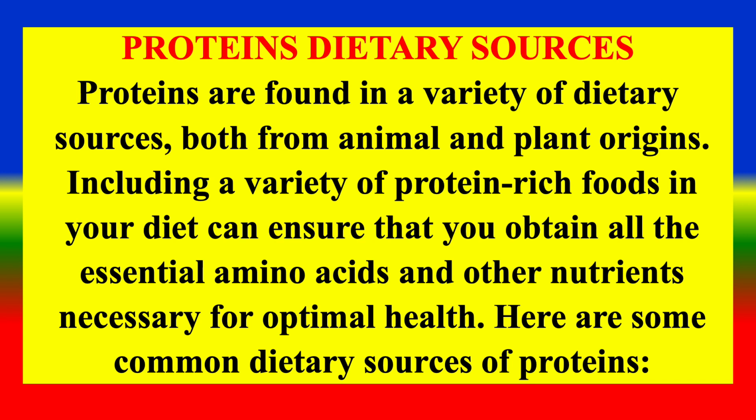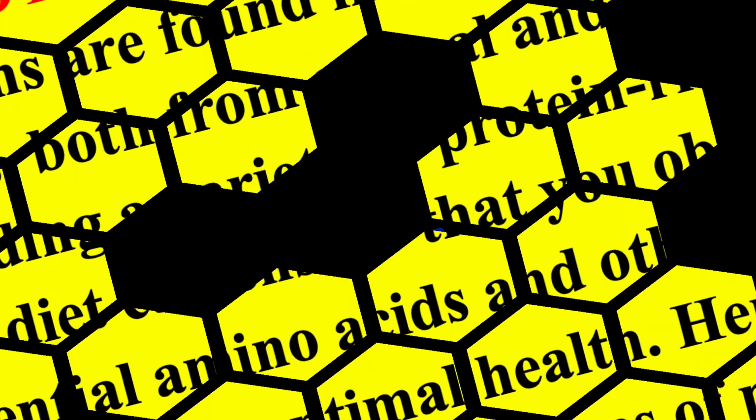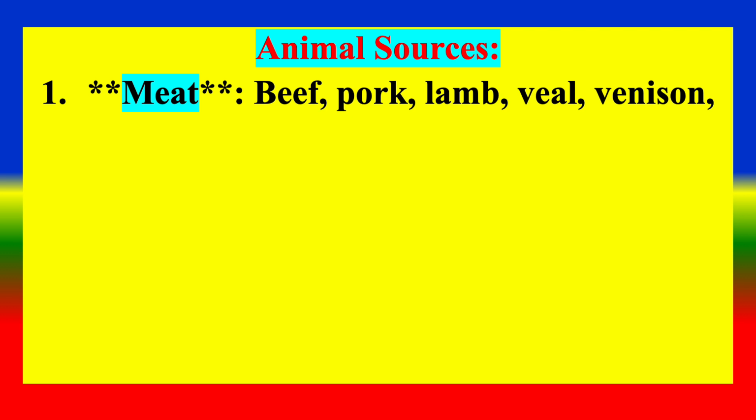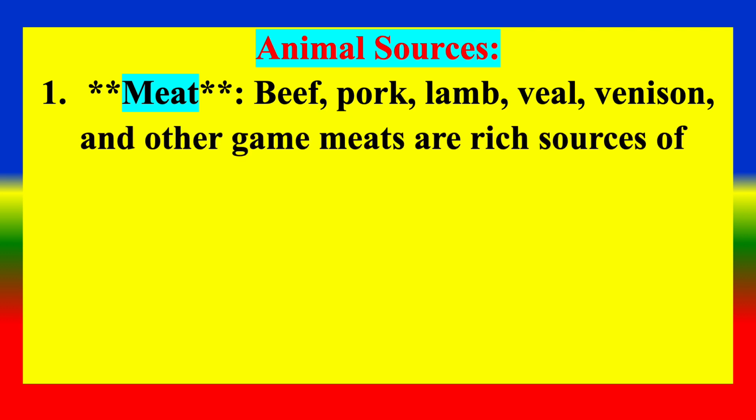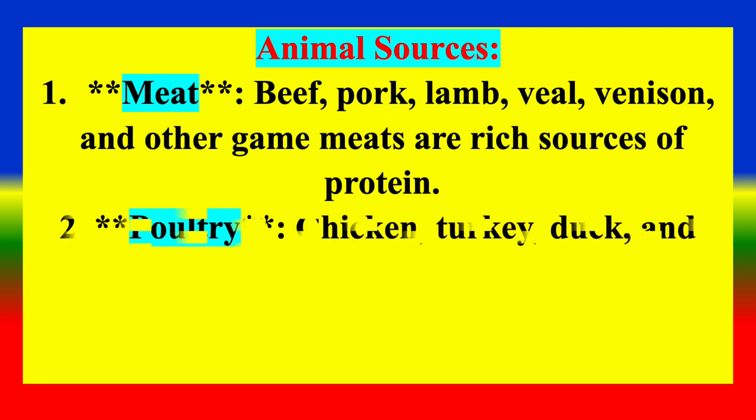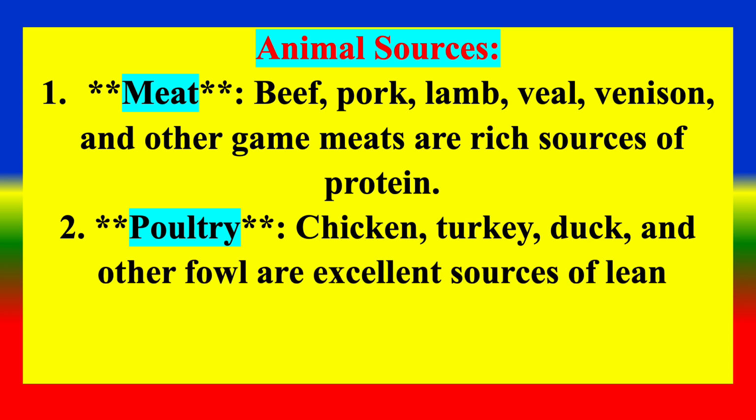Here are some common dietary sources of protein. Animal sources. One, meat. Beef, pork, lamb, venison, and other game meats are rich sources of protein. Two, poultry. Chicken, turkey, and duck are excellent sources of lean protein.